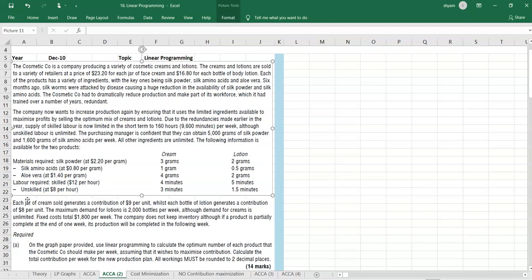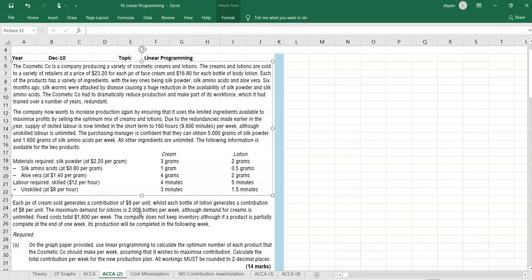Each jar sold generates a contribution of 9 per unit, while each bottle of lotion contributes 8 per unit. So they have given you the objective function. The objective function is maximization. The maximum demand for lotion is 12,000 bottles per week, and although the demand for cream is unlimited, you have one more constraint. So this constraint would be y equals 2000.